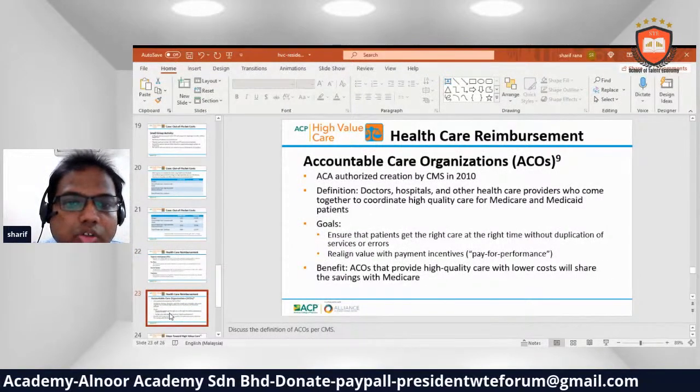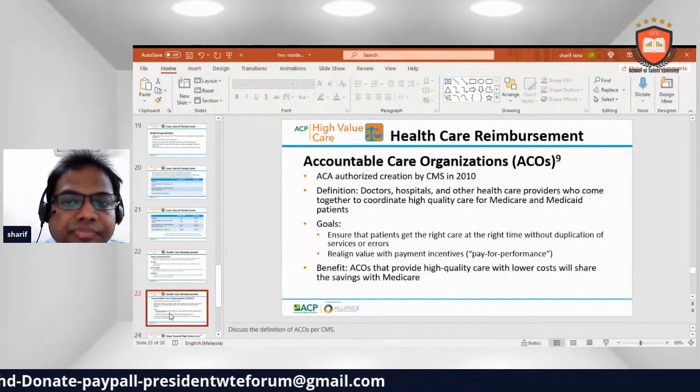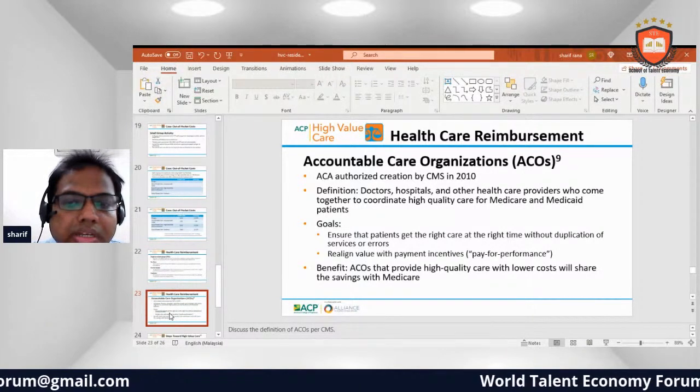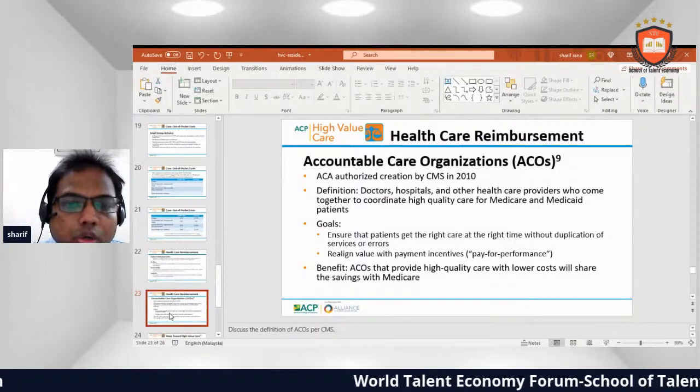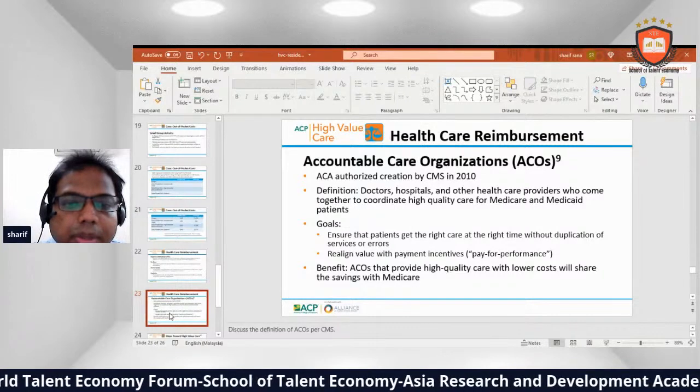Accountable care organizations, authorized by CMS in 2010. Definition: doctors, hospitals, and other healthcare providers who come together to coordinate high-quality care for Medicare and Medicaid patients, to ensure patients get the right care at the right time without duplication of services or errors. Aligning value with payment incentives.